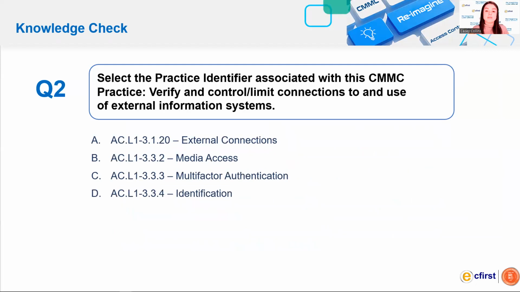Question 2, select the practice identifier associated with this CMMC practice. Verify and control or limit connections to and use of external information systems. And our answer here is A, external connections, which is found at AC.L1-3.1.20.